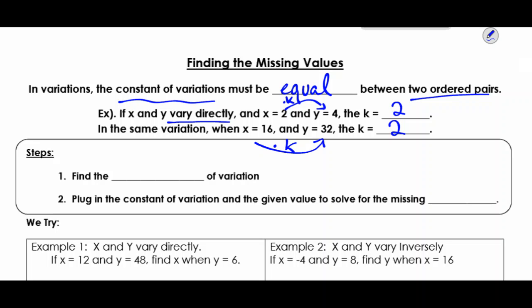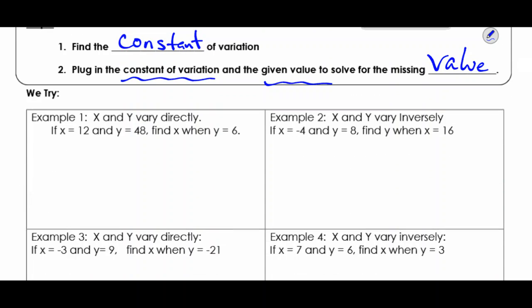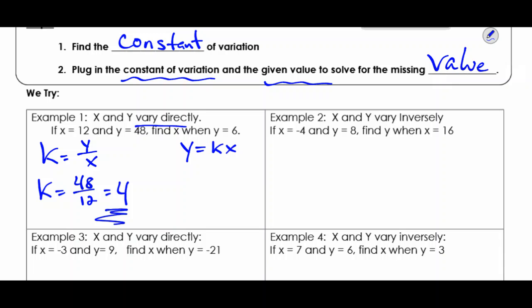So I need to first find that constant, then use that constant of variation and the given value to solve for the missing value. So first we need to figure out what type of variation we have. These vary directly, which means to find my constant, I'm going to do y divided by x, or 48 divided by 12, which is 4. So my constant is 4, which means my variation equation is y equals kx, or y equals 4x.